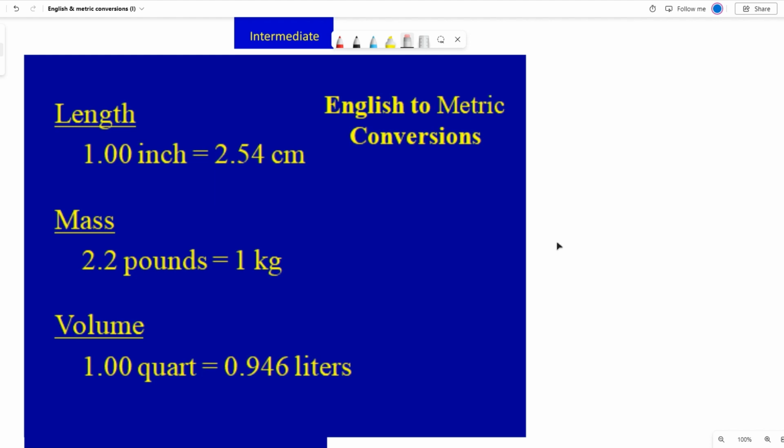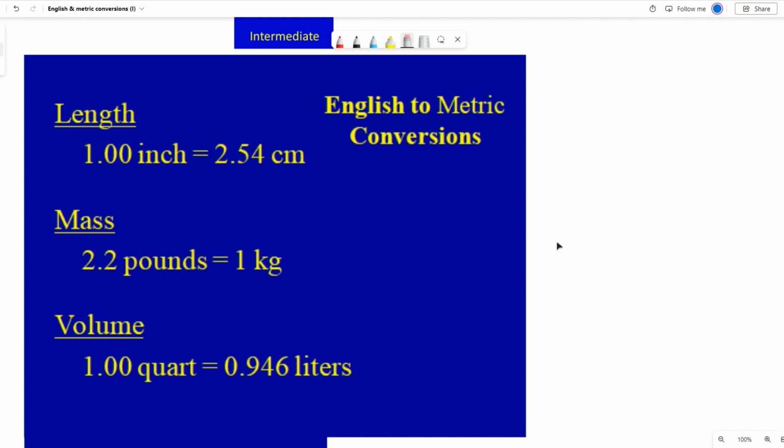Hello, fellow chemists. In this video, we're going to take a look at converting between the English and the metric system using dimensional analysis via the factor label method. This is labeled as an intermediate video because it does assume that you have some background understanding of the factor label method, and also of converting within the metric system and converting within the English system. So if you need a brush up on any of those topics, I'll put a link in the upper right corner so that you can review them.